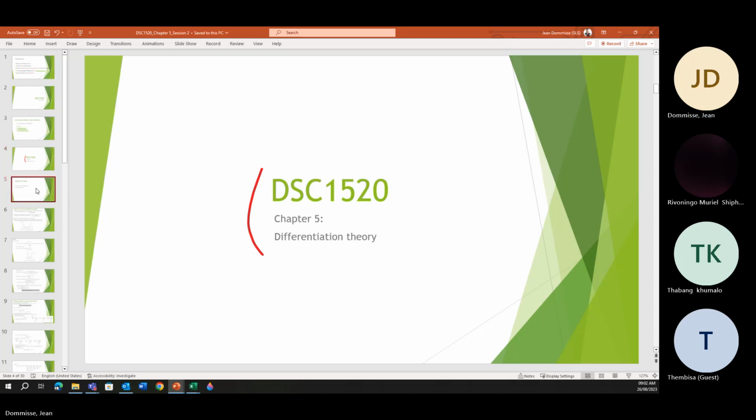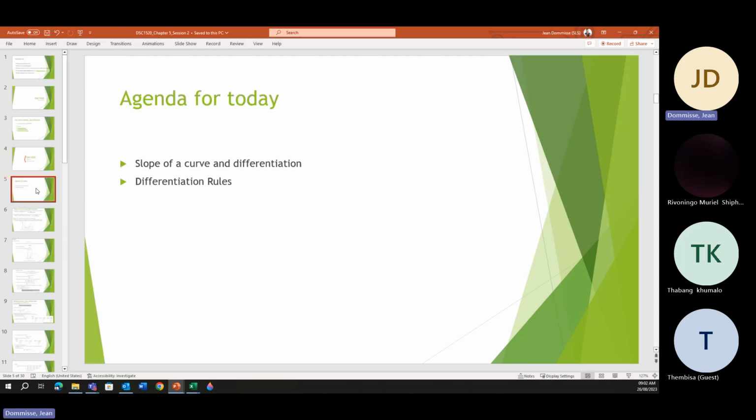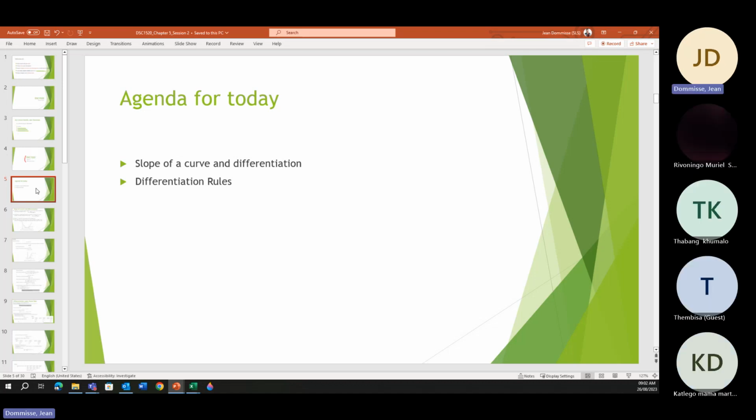There are two things that we're going to focus on in differentiation. The one is how to calculate the slope of the curve, and how you're going to use that in your differentiation. And then we're also going to focus on the differentiation rules, so specific rules that you can apply in the differentiation questions.